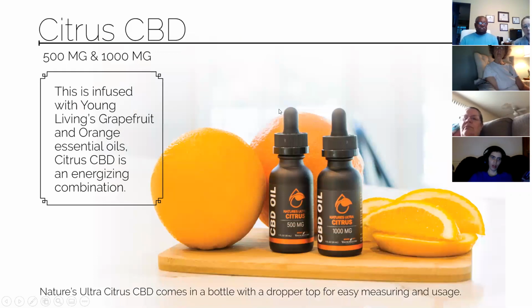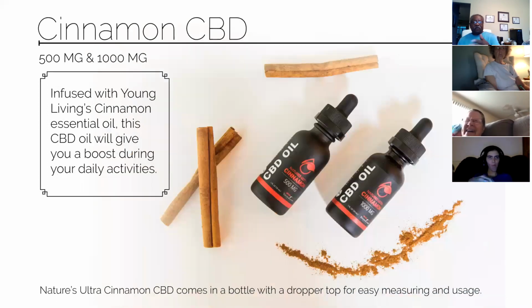Oh, okay. Citrus CBD also comes in 500 milligrams and 1,000 milligrams. This is infused with Young Living grapefruit and orange essential oil. Citrus CBD is an energizing combination. And again, Nature's Ultra has put the eyedropper in the bottle so that you can easily measure for your use. So again, you notice there's a great variety of things. And finally, we have the cinnamon. It's 500 to 1,000 milligrams infused with Young Living cinnamon essential oil. The CBD will give you a boost during your daily activities.